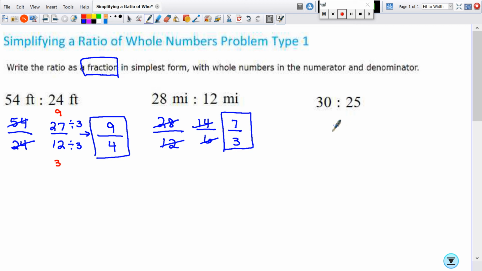Okay, let's do 30 over 25. Now because these numbers end in 0 and 5, I know that I can divide them both by 5, so let's do that. So 30 divided by 5 is 6, and 25 divided by 5 is 5, and that is simplified. So 6 over 5 is the answer to that one.